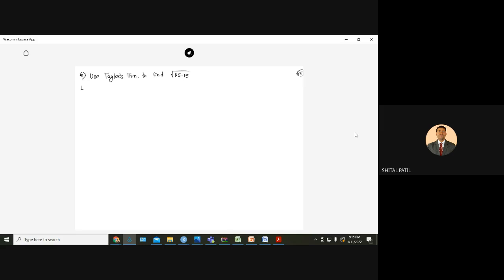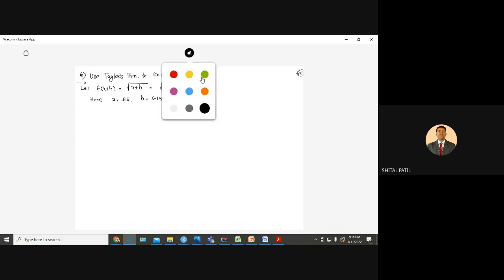So let, so what is x here? 25, whose root is known to us. And h is 0.15. Okay, now I have two different terms that I can use. So let me write them and let me ask you a question. By Taylor's theorem, if I have f of x plus h, I can write in this way.